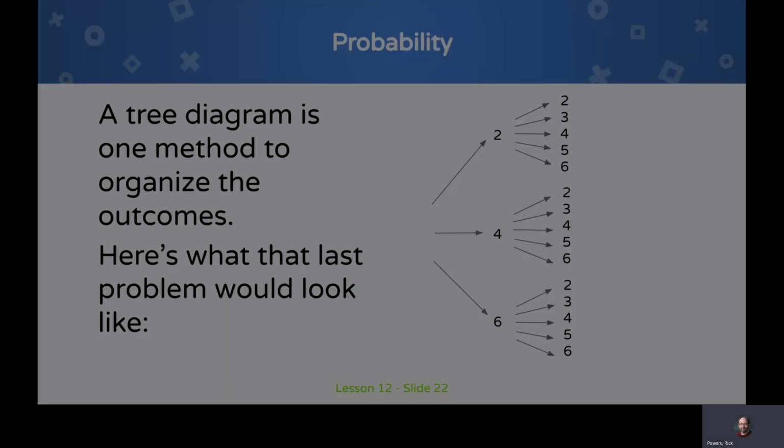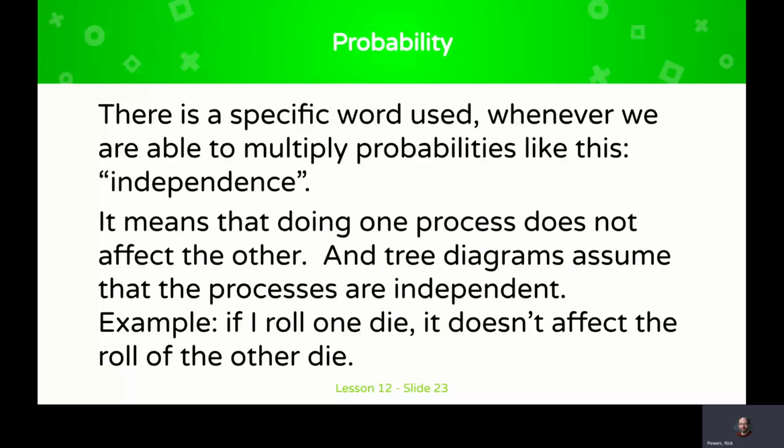There is a specific word used whenever we're able to multiply probabilities like this: independence. It means that doing one process does not affect the other, and tree diagrams assume that the processes are independent. Example, if I roll one die, it doesn't affect the roll of the other die.